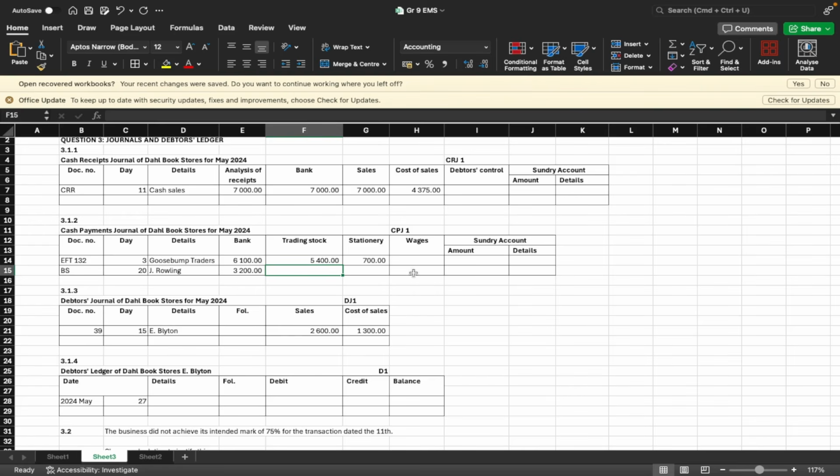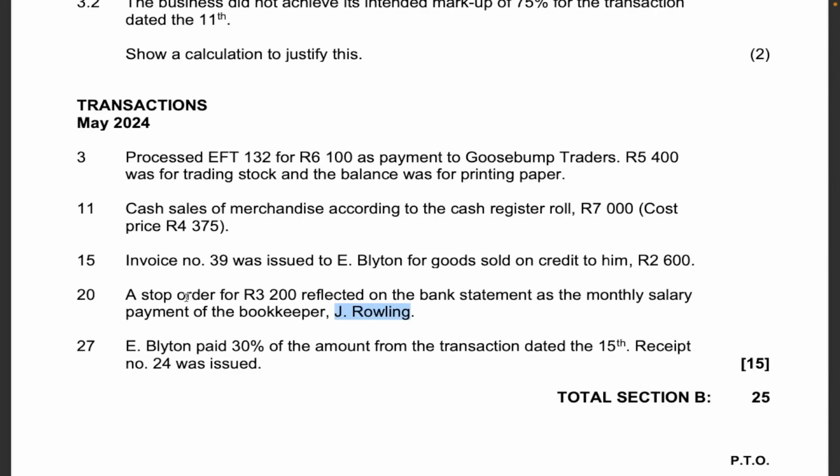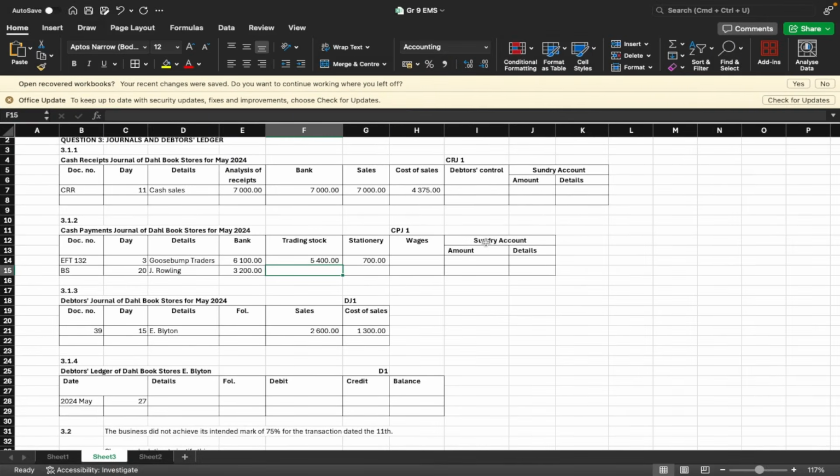Okay, wages are your casual workers that you usually pay on a regular basis. That would be weekly or even monthly. Okay, but this is a salary. If you can go back here, you can see that it's a monthly salary to the bookkeeper J. Rowling. So we're going to put it under sundry account because we don't have a column specifically for salary. If what we have here under wages was written salaries and wages, then we'd definitely put the amount there, but it's not. It's just written wages. So we need to put the amount under sundry account, 3,200, and the details there is salary. Very important. The detail that you put here under sundry account is the account to which you would record this amount, and this account would appear in your trial balance and your financial statements as well.